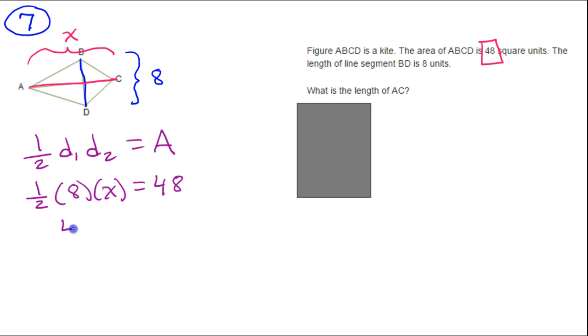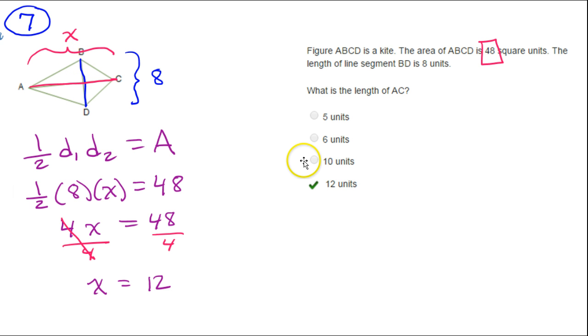Half of 8 is 4. So 4x is equal to 48. Then all we have to do is divide both sides by 4. So x is 12. No, not square units. We're talking about the length of AC, so 12 units, not square units. And there it is.